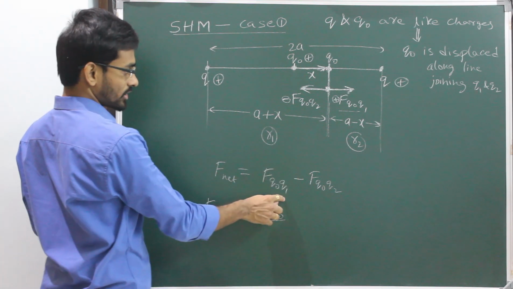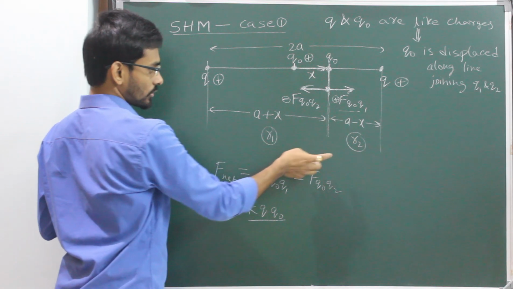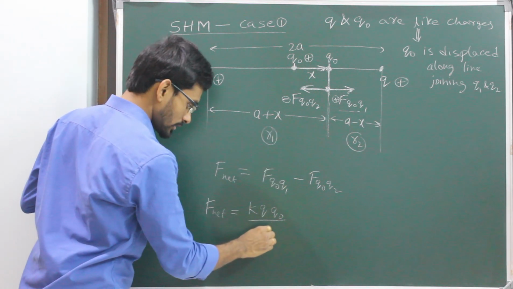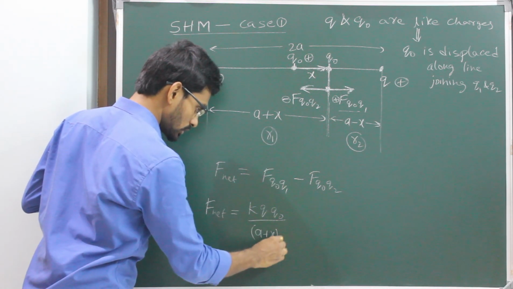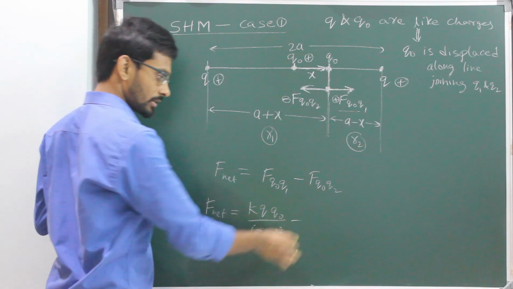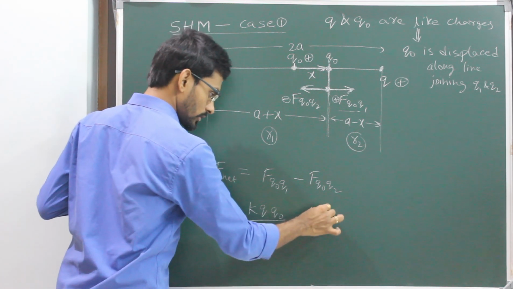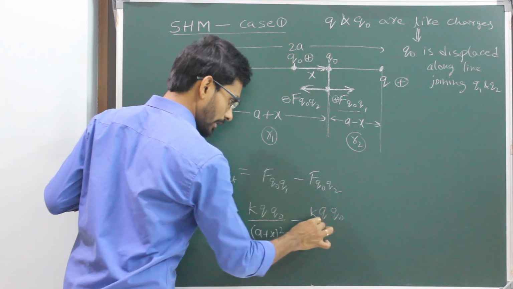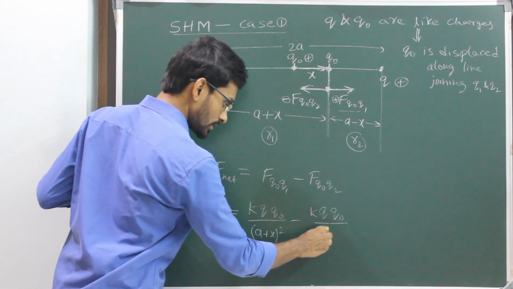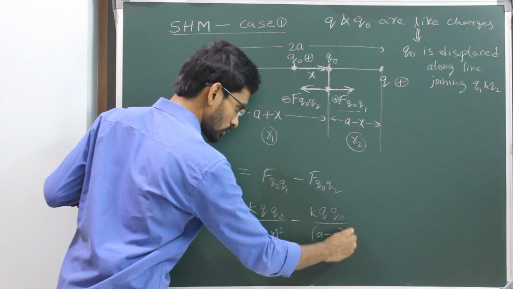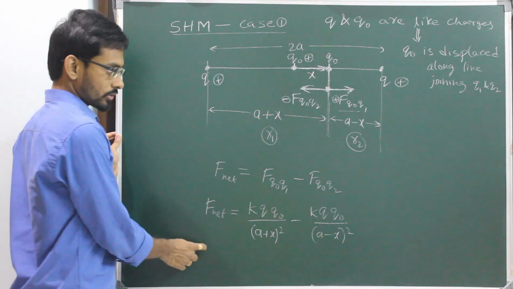See here it is due to first charge, so R1 is A plus X. So A plus X whole square, minus K into Q naught by R2, which is A minus X, so A minus X whole square. So this is the net force.